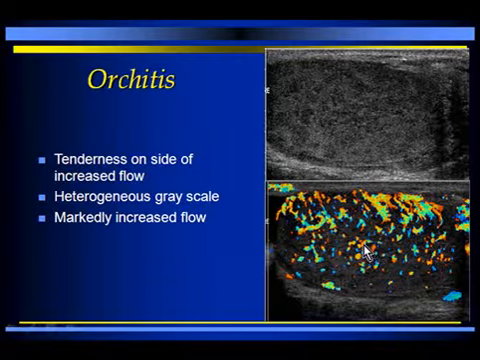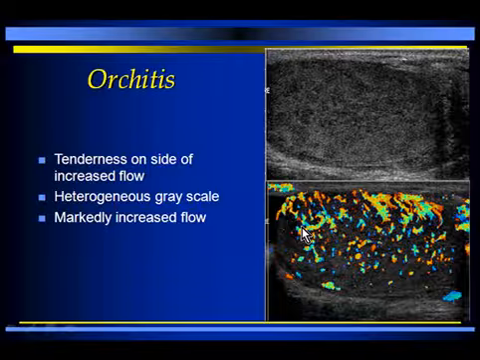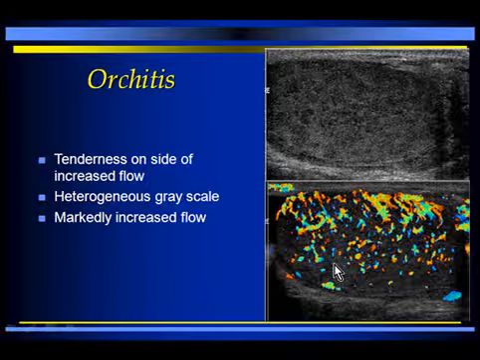Orchitis is an inflammation of the testis itself. Sometimes on the gray scale, you can actually see there's a heterogeneous pattern in a testicle. The testicle may be enlarged. And once again, with Doppler flow, we see markedly increased Doppler flow in the testis. If the symptoms are just on one side, if they're unilateral symptoms, you can use that median raphe view to show that there's more flow on the side of the tenderness.